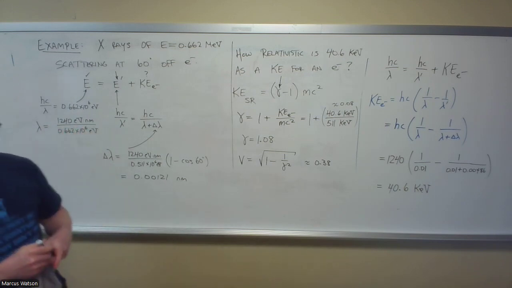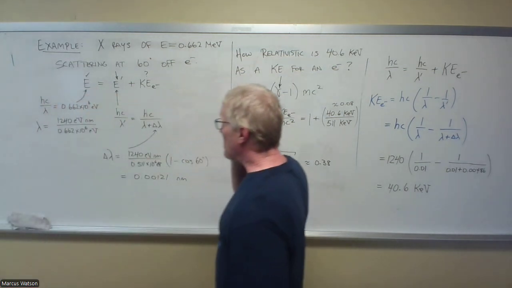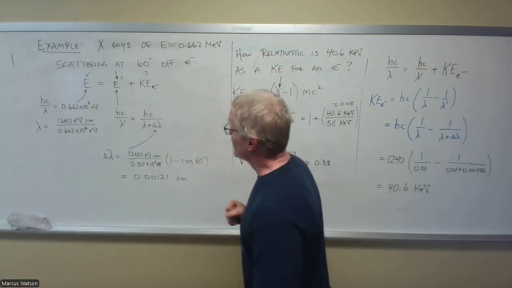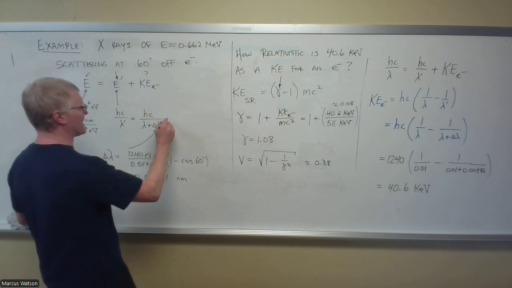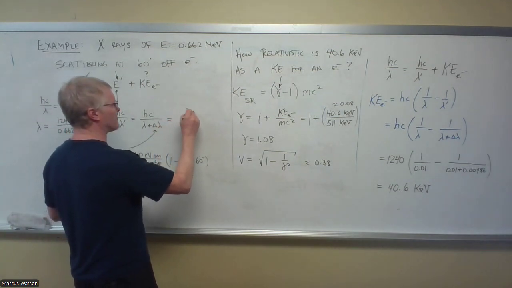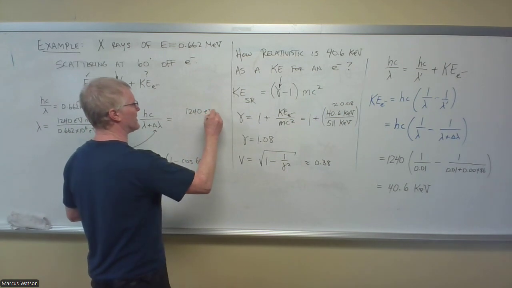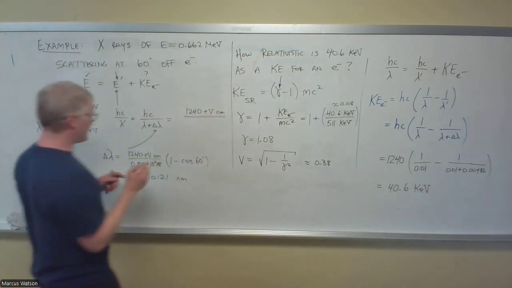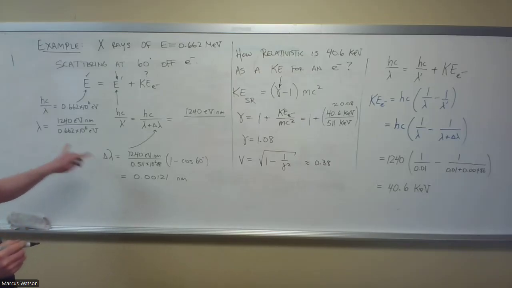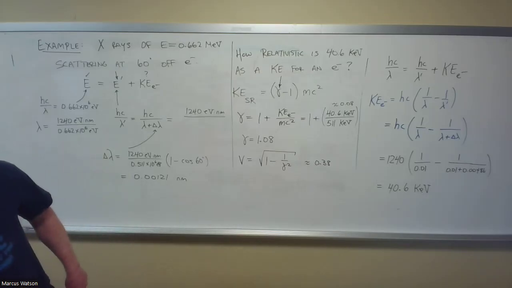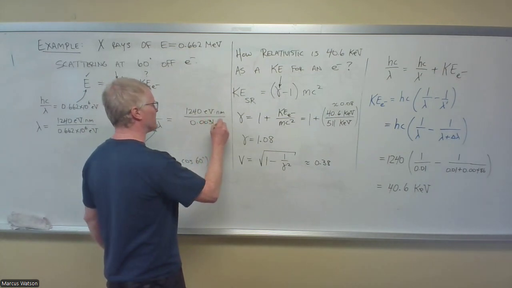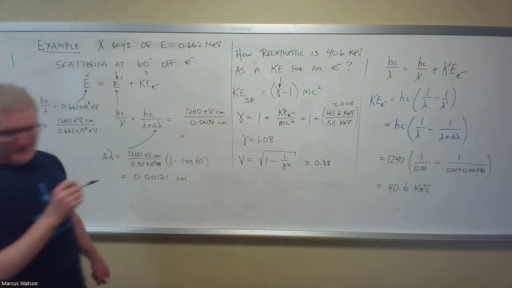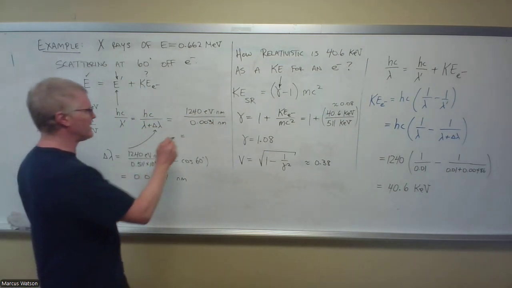And I'm going to get an answer in nanometers. All right. Okay, so when I add these two together, I get lambda plus delta lambda. This is going to end up being 1240 eV nanometers divided by lambda plus delta lambda. So when I add those two together, what did I get? I got 0.0031 nanometers. And that leads to an energy of the photon, which I got as 402 keV.